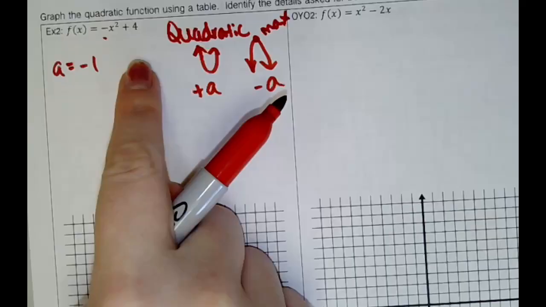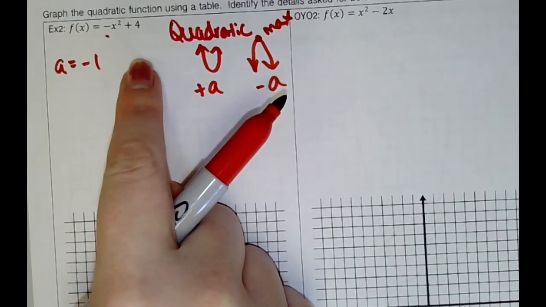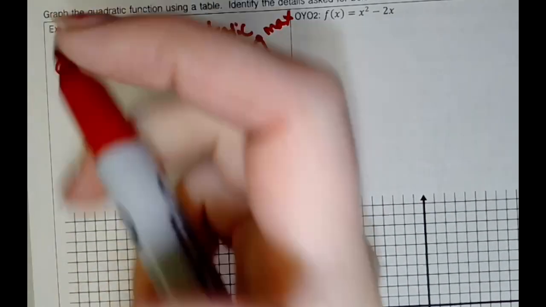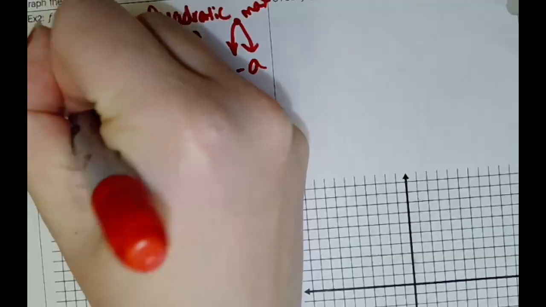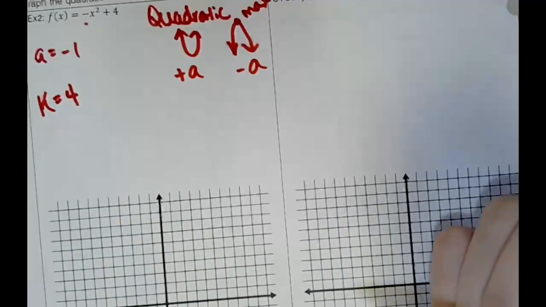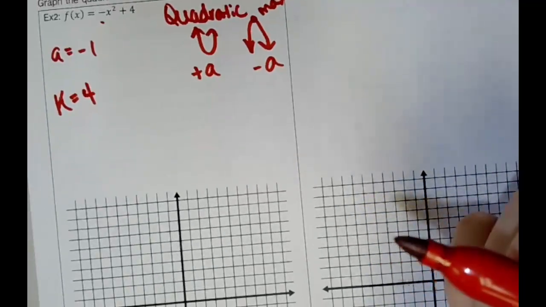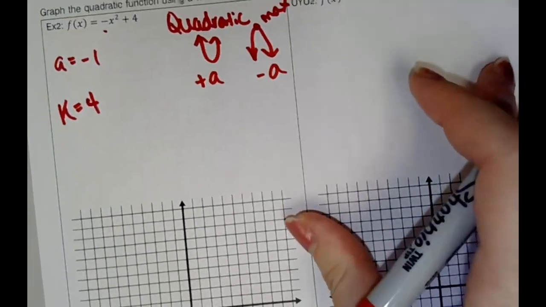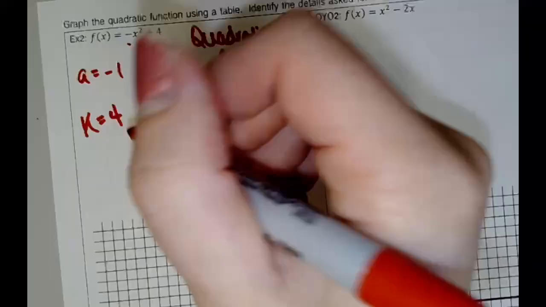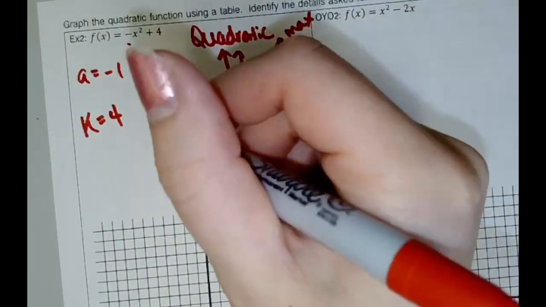You could also use parent functions, transformations. So I see there's no h, but there is a k being 4. Keep in mind, if your parent function passes through the points 0, 0, and 1, 1, you would then move it up 4 and reflect it. Now, if you don't want to use all those transformations, you could make a table like it said.